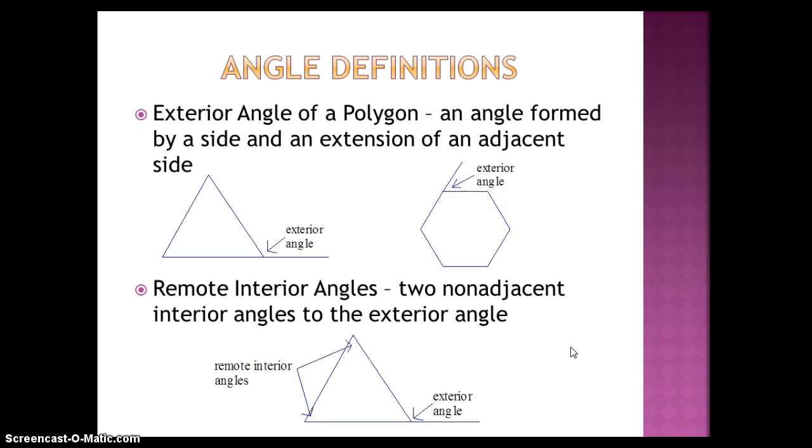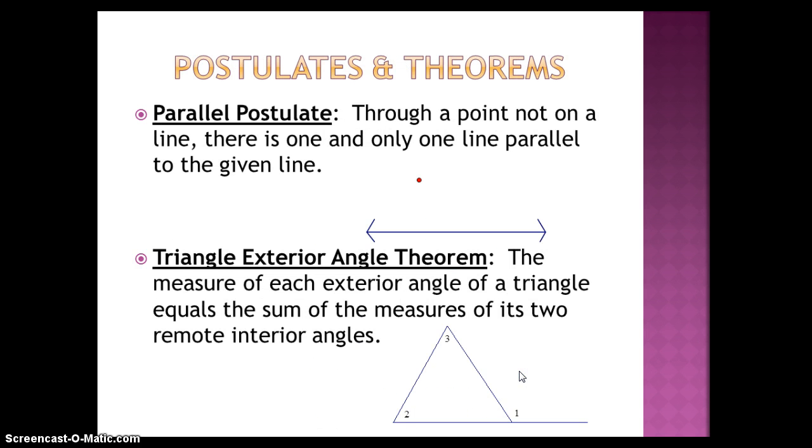Remote interior angles are two non-adjacent interior angles to the exterior angle. So we have the exterior angle, and I know this can be confusing. The remote interior are the two angles that don't share that same side or aren't supplementary. So our remote interior angles are the opposite two angles to the exterior angle. And these will be important as we continue talking about postulates and theorems on our next slide.